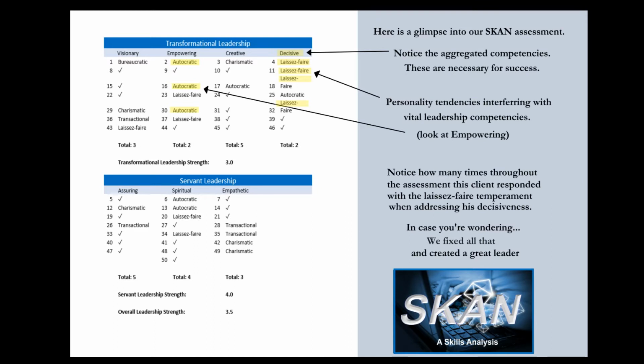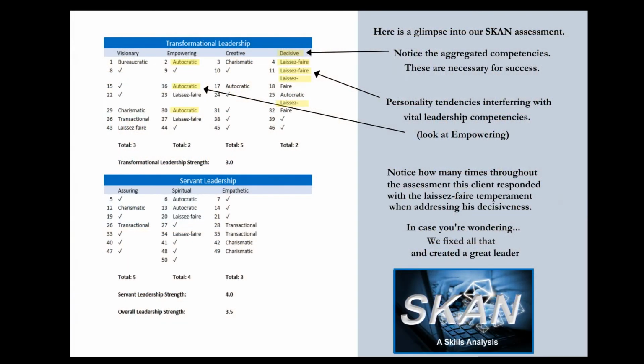For example, in this particular sample, you can see that this individual who was working on their decisiveness in their leadership context was beginning to realize that their introverted nature of laissez-faire was interfering with their need to make decisions. In other words, because of this personality trait, they tended to back off a little bit when it came to making some of those necessary decisions for leadership. And at the same time, you can look and see with their empowering competency, their autocratic nature began to slip in and interfere.